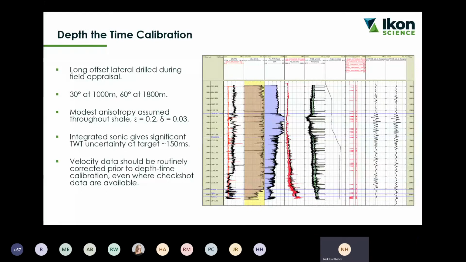It's obviously another case where not thinking about anisotropy can impact our depth time conversions. And even where we do have check shot data, it's important to have a look at whether the velocity data is impacted by the layering in the shales.